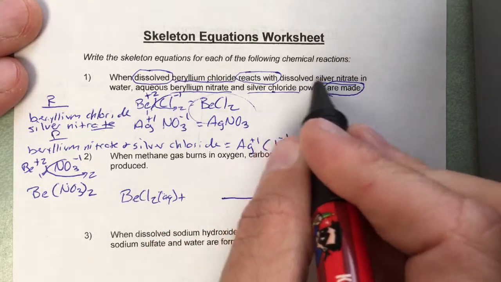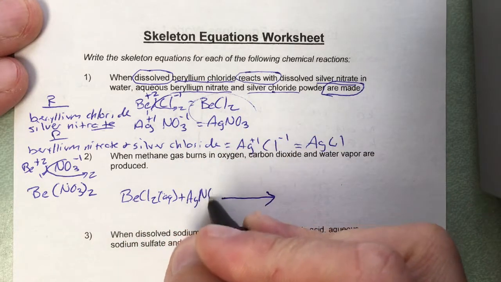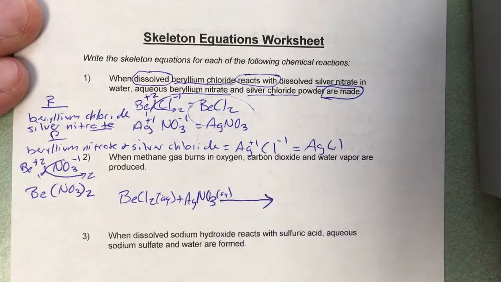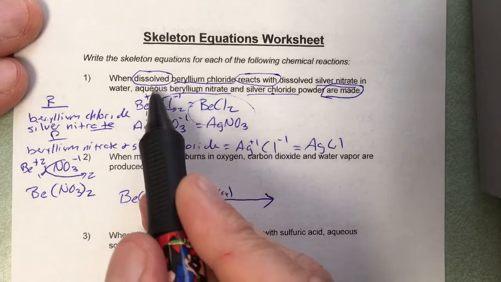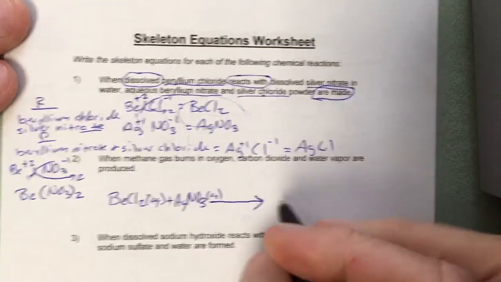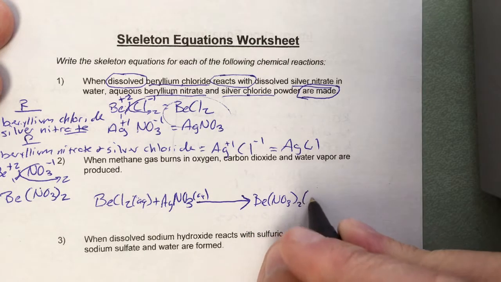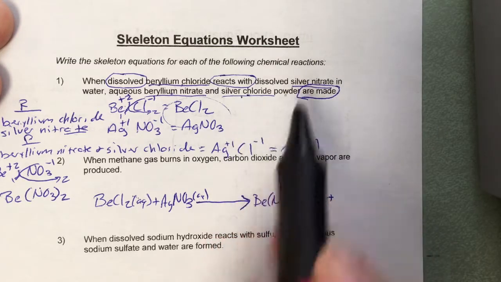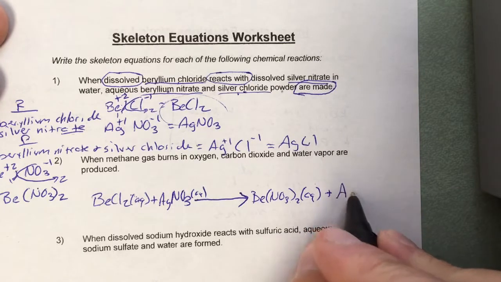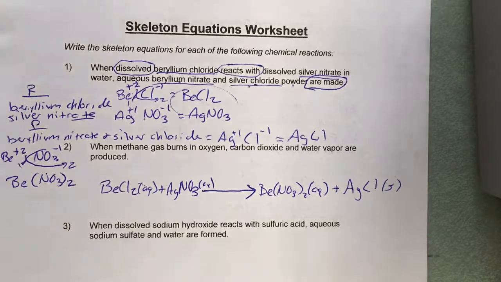And it tells me it's dissolved silver nitrate. So when I write in my silver nitrate, AgNO3, I'm going to put that little (aq) after it. And again, probably should have left myself a little bit more room there, so I can include that state with the formula. It's aqueous beryllium nitrate. So again, when I write the beryllium nitrate in, I'm going to stick my (aq) on it. And it's silver chloride powder. Powder is another way of saying solid.